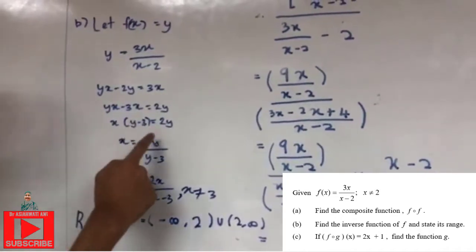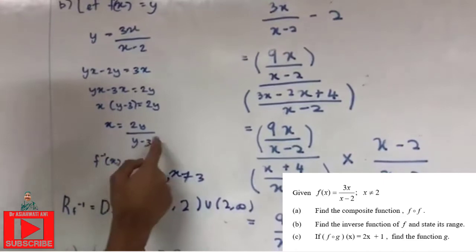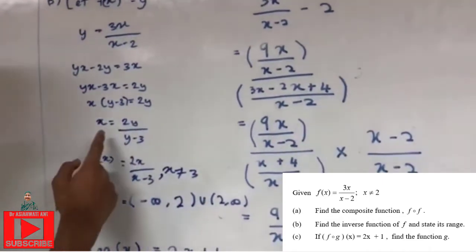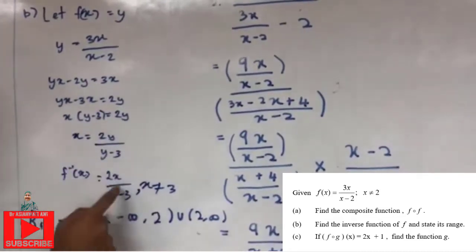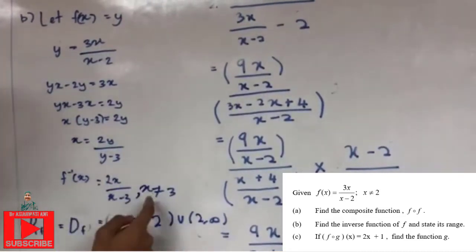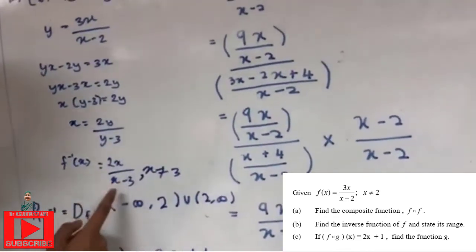Lepas tu y tolak 3 tu boleh pindah ke belah kanan dah. Jadi x sama dengan 2y over y tolak 3. So final step dia, x ni kita tukar jadi f inverse, yang y ni kita tukar balik jadi x. So dapat jawapan dia x tak sama dengan 3 sebab denominator dia tak boleh sama dengan kosong.